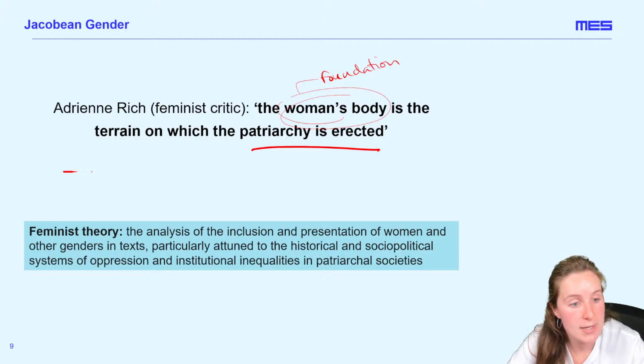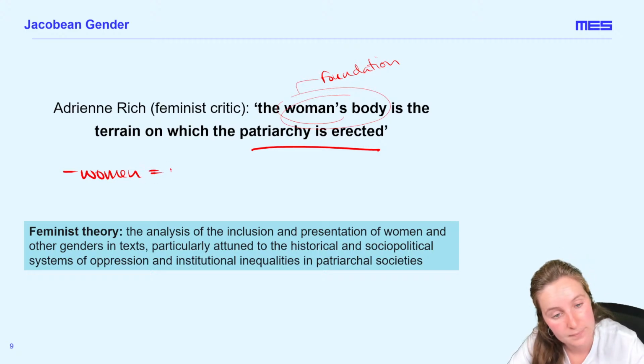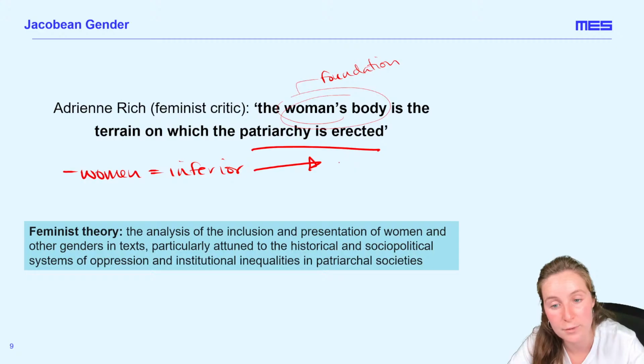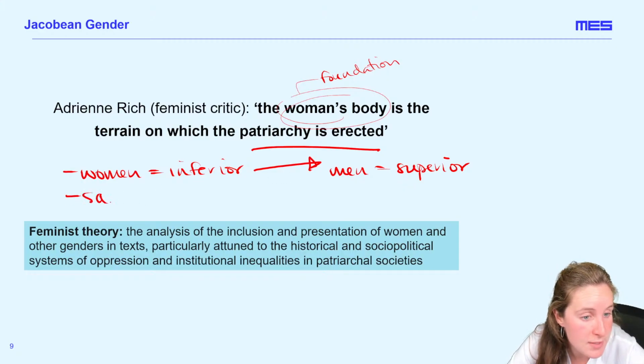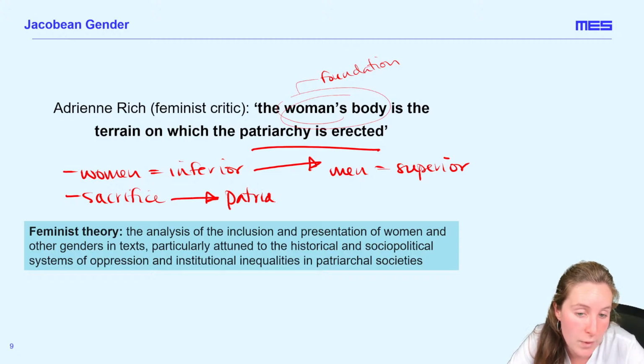So that means that positions women as the inferior, and women needing to be inferior and submissive in order for men to be superior in this hierarchy of patriarchal society. This also links to this idea of sacrifice, right? That women are sacrificed for the preservation of patriarchy and all that entails.